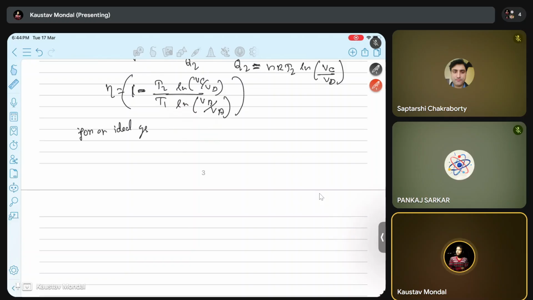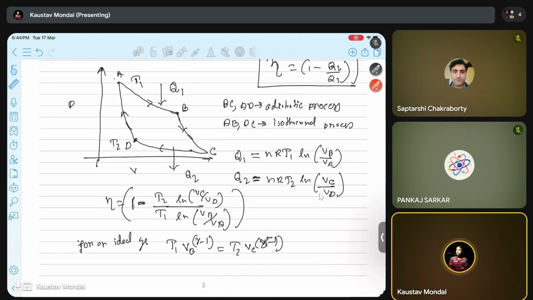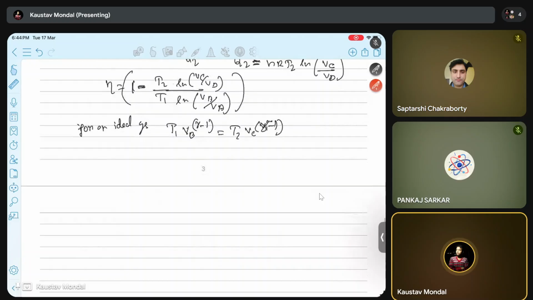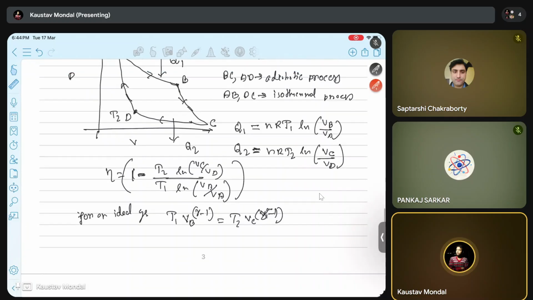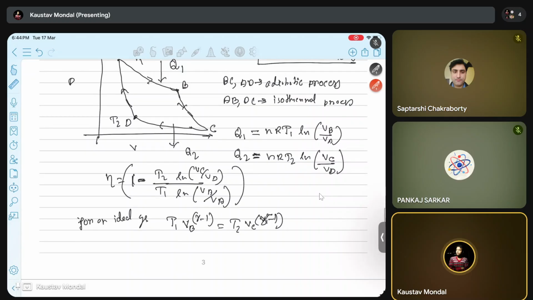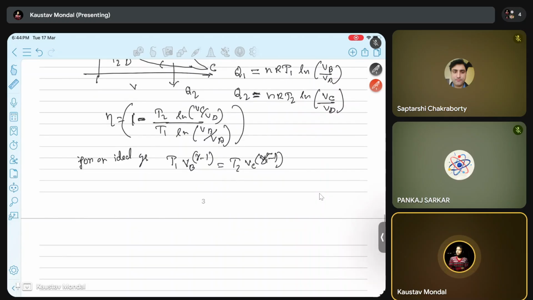This T1, T2 temperature is related by this formula, right? T1 VB^(gamma-1) and T2 VC^(gamma-1), right? This T1, T2 temperature is related by these two adiabatic processes. Okay. Now from here we can write, and also this is one way, this VB, VC. So this relation. Also in the other way it is related: T2 VD^(gamma-1) and T1 VA^(gamma-1).